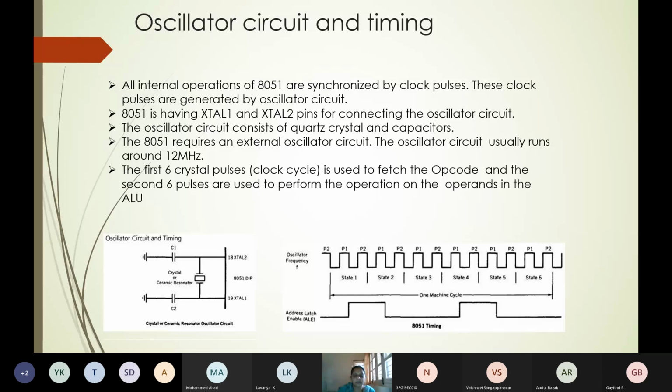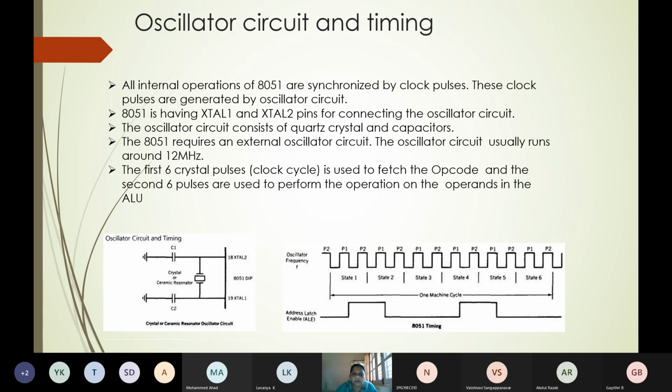In the 8051, all the operations of the microcontroller are synchronized with this clock pulse. The 8051 microcontroller runs from frequencies of 1 megahertz to 16 megahertz. When we talk about the 8051, it runs around a frequency of 12 megahertz clock. So a 12 megahertz clock is connected.